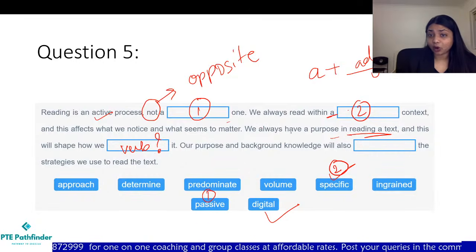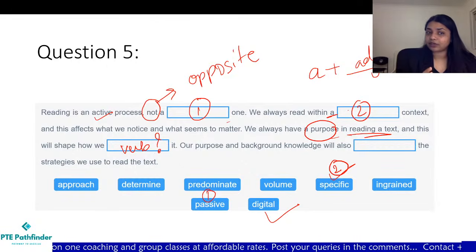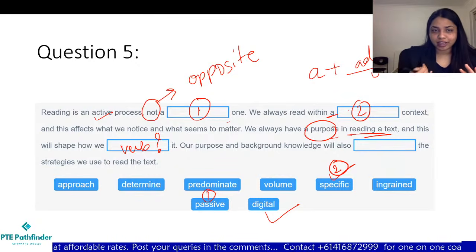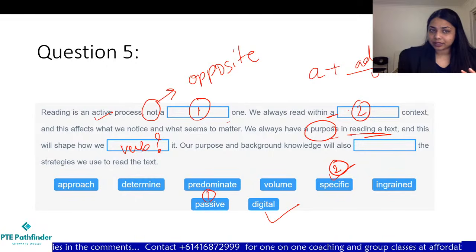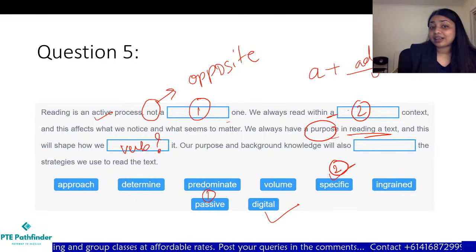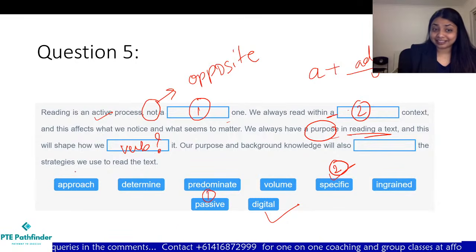So it says we always have a purpose. Whenever you're reading a text, for example, you're trying to solve this fill in the blank. So you have a purpose that you're trying to find out the words that are missing, right? So you're reading for a purpose, and that purpose is going to shape how you're going to dash it, how you're going to approach it. Very good. Good work, Surajit, Angela. So the correct answer in this case would be approach and not determine.